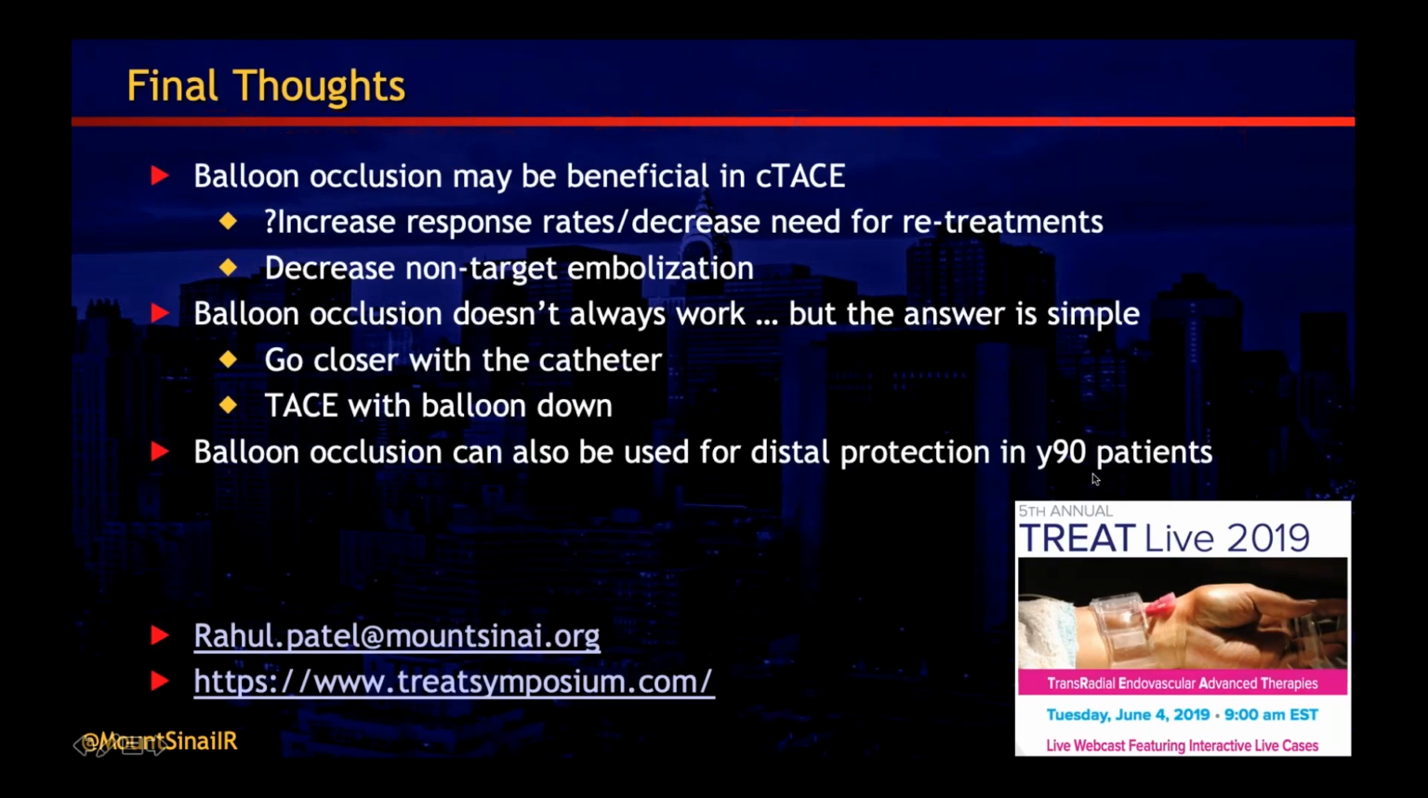So my final thoughts for this. Basically, balloon occlusion may be beneficial in C-TACE, conventional TACE. We've done it in DEB-TACE as well, and it may be beneficial maybe in the bigger tumors, but in the smaller tumors, we don't do a lot of DEB-TACE anymore. But basically, the question really is, can we increase the response rates and decrease the need for retreatments, and also decrease the non-target embolization, basically spare as much of the normal liver as possible. Again, keep in mind, it doesn't always work, but the answer is usually simple: either go closer with the catheter or just do the TACE with the balloon down.